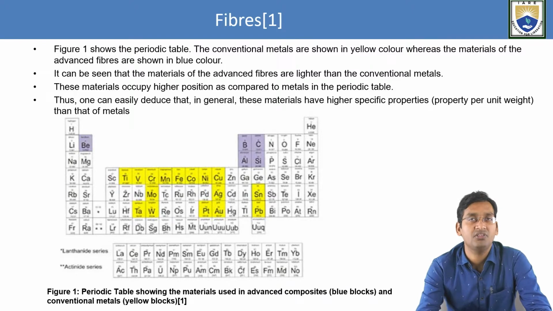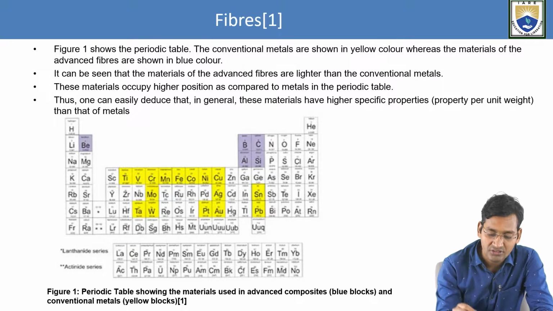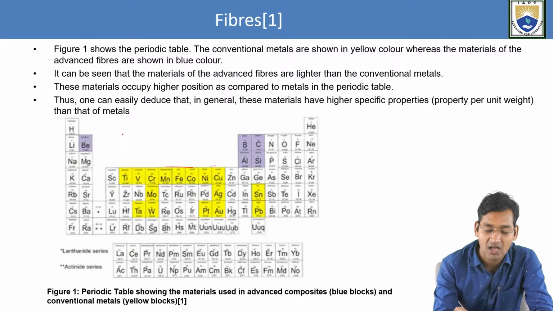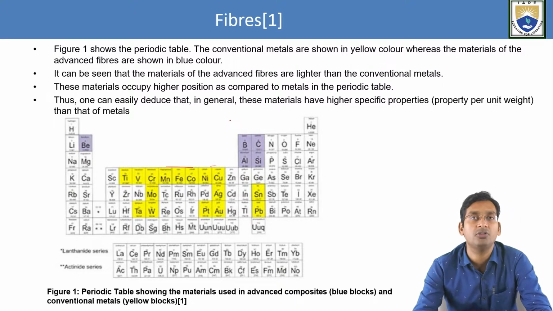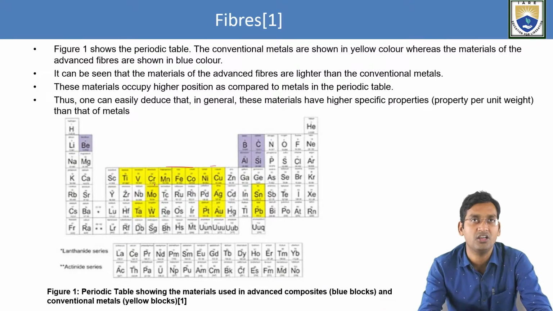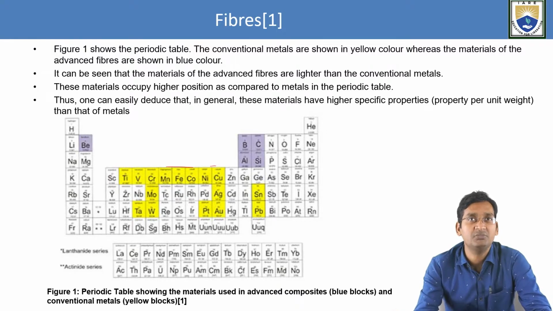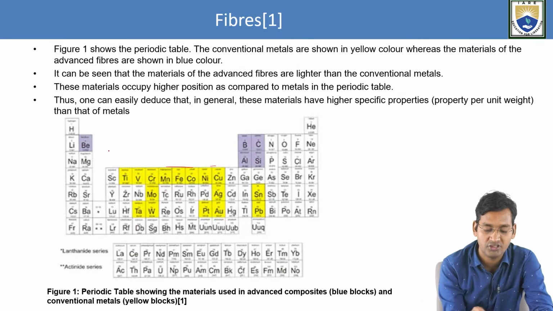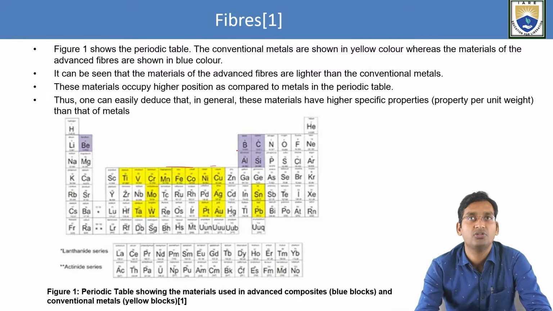It can be seen that materials of the advanced fiber are lighter than the conventional metal. In this periodic table, we know that the size and weight increase from top to bottom. So here these are above the conventional ones, hence definitely they are lighter than the conventional ones. These materials occupy higher positions as compared to the metals in the periodic table. So here you can see these are having higher positions.